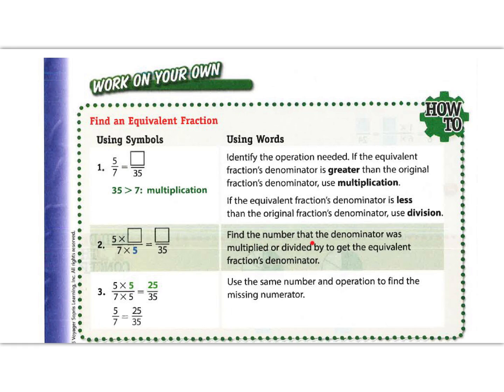Then we find the number that the denominator was multiplied or divided by to get the equivalent fraction's denominator. 7 times 5 is 35. Use that same number and operation to find the missing number. So we did times 5 on the bottom. We have to do times 5 on top, which is 5 times 5 is 25. All right, now you're going to complete page 3 on your own. Make sure to write your answers by showing work. Good luck.